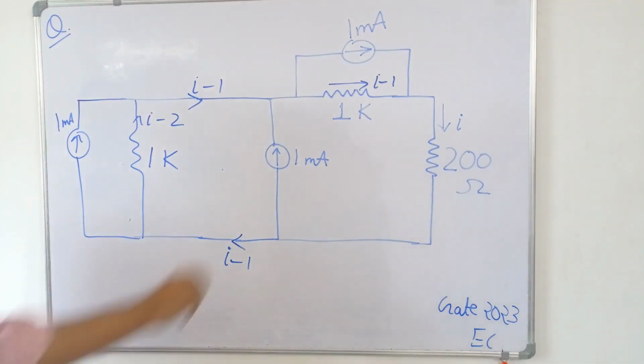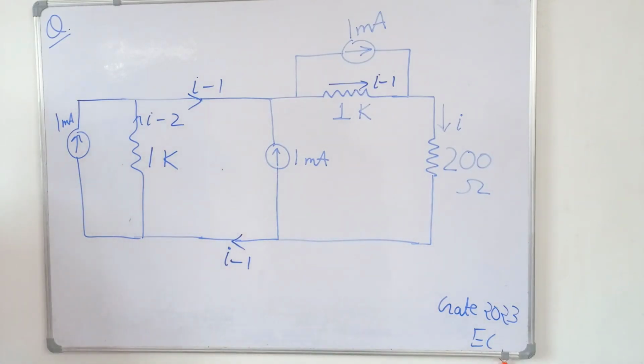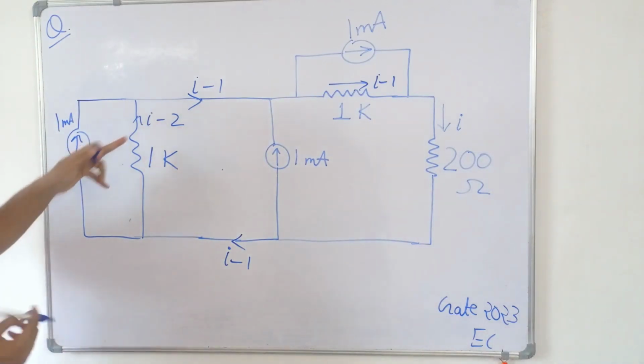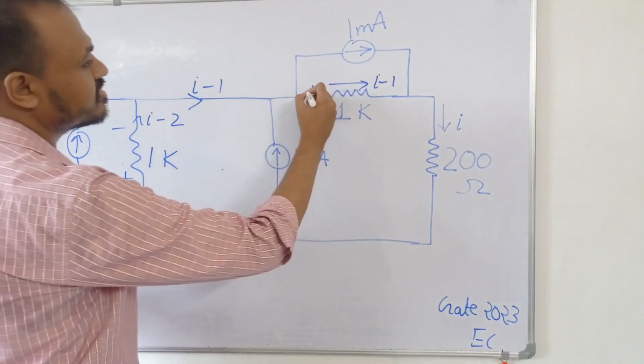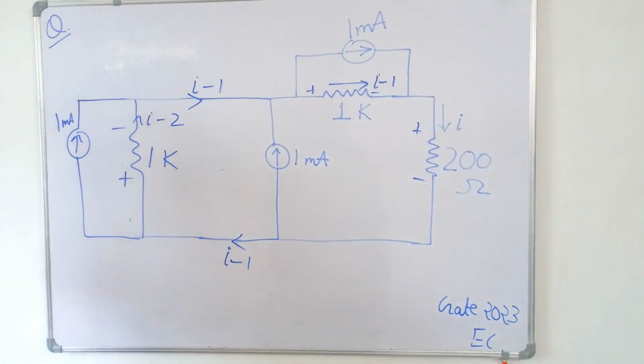Now we have to find the value of this current I. So I am applying the Kirchhoff voltage law in this loop. Okay, so this current is I minus 2. Let me draw the terminals.